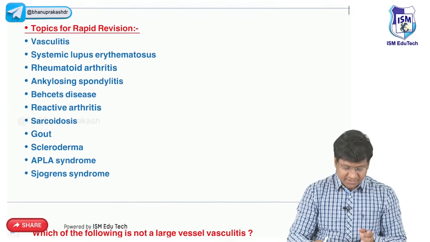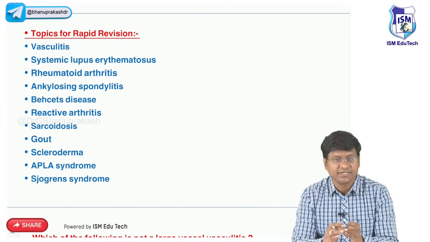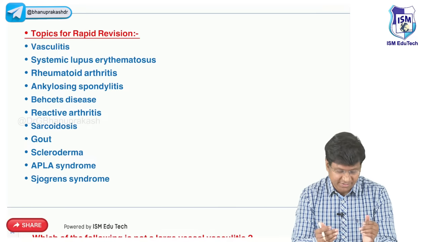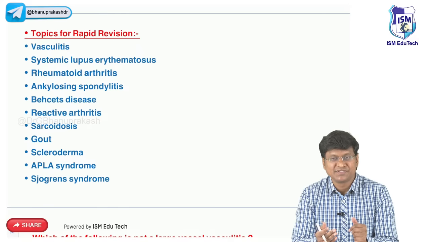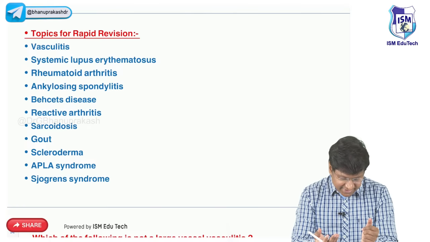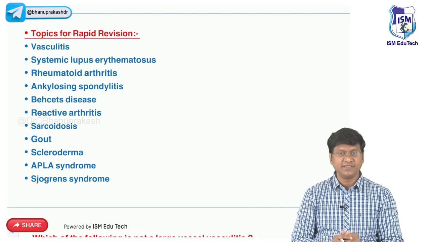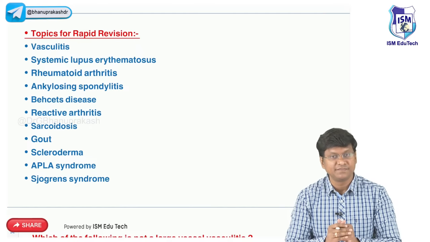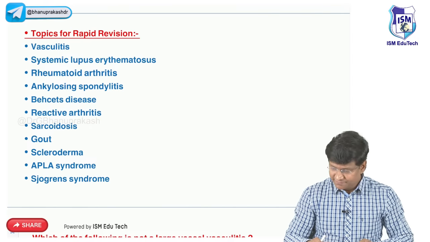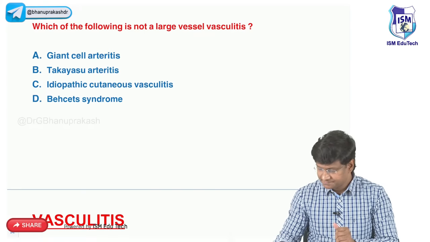The topics that I'll be revising in connective tissue disorders are vasculitis, systemic lupus erythematosus, and in vasculitis, I'll try to cover all the types, that is large, medium, and small vessel vasculitis. Then rheumatoid arthritis, ankylosing spondylitis, Behcet's, reactive arthritis, Sjögren's syndrome, scleroderma, then gout, and then Aplas syndrome. So these are all the topics we'll be covering in today's rapid revision of connective tissue disorders. The first topic that we'll be starting is vasculitis.